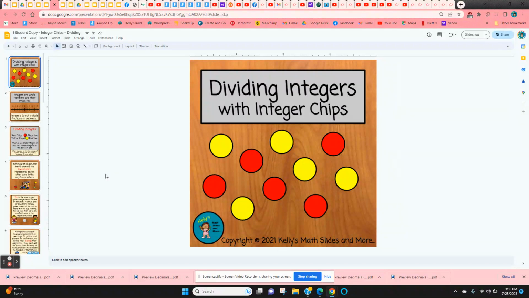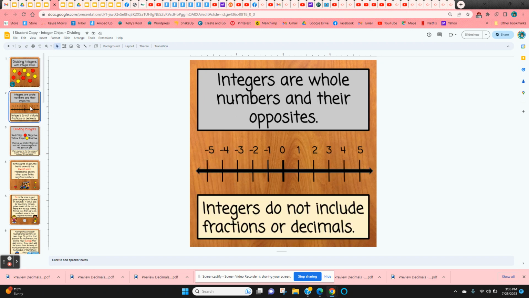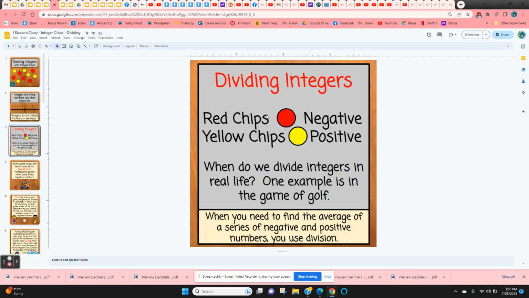Dividing integers with integer chips. This is a digital lesson. This follows my other lessons for adding, subtracting, and multiplying with integer chips. So this starts out explaining to the students, or a review, that integers are whole numbers and their opposites. Does not include decimals or fractions. Red chips are negative, yellow chips represent positive numbers.